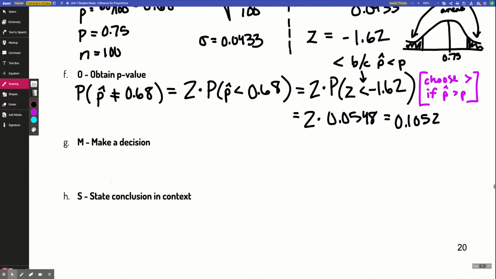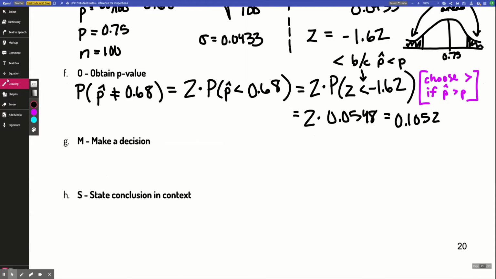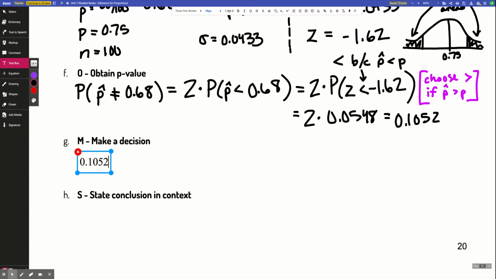So now I've gotten to step 7, which is to make a decision. I have my p-value, which is 0.1052, and that's definitely greater than alpha.